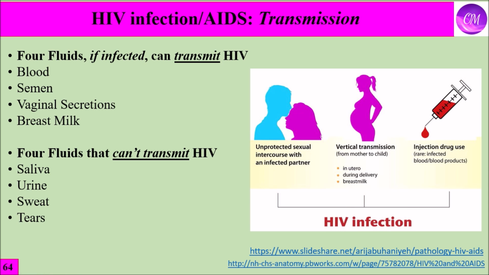The transmission of the HIV infection. 4 fluids, if infected, can transmit HIV: the blood, semen, vaginal secretions, and breast milk. 4 fluids that cannot transmit HIV: saliva, urine, sweat, and tears.